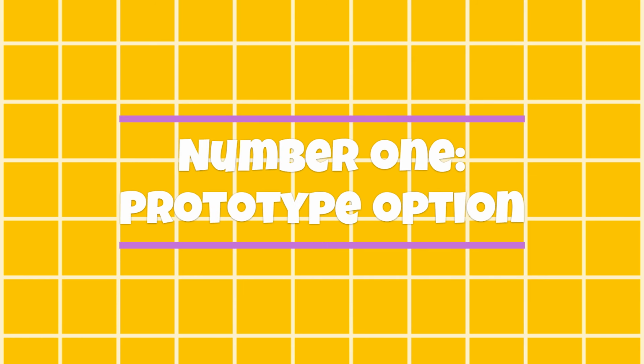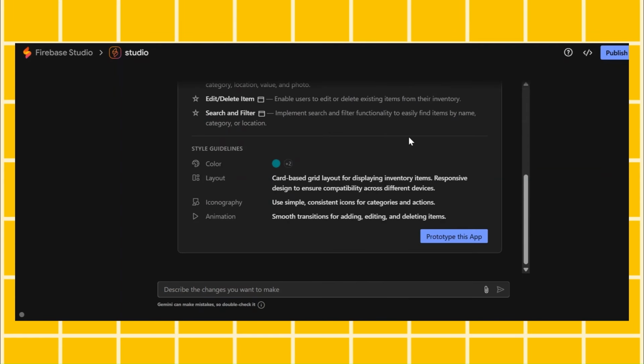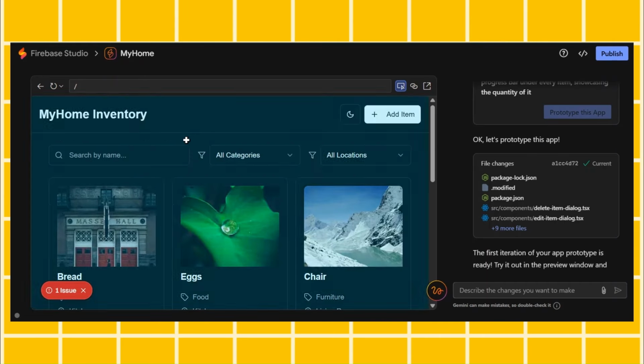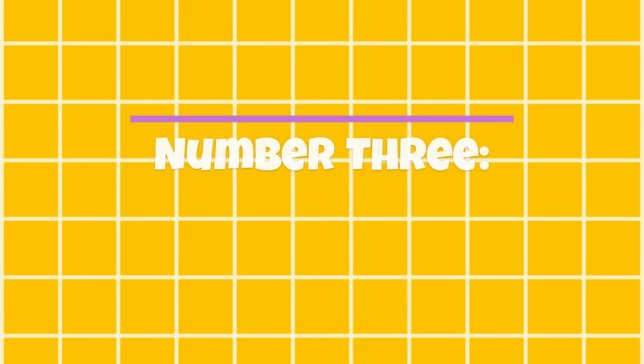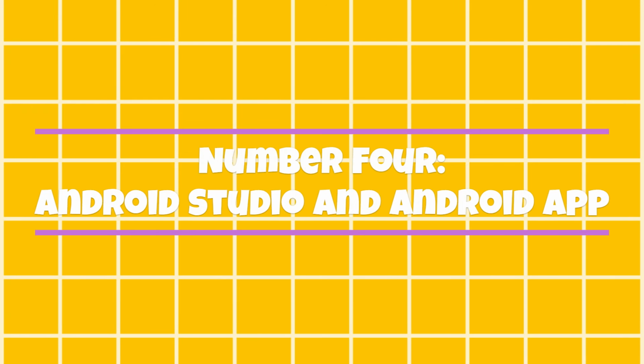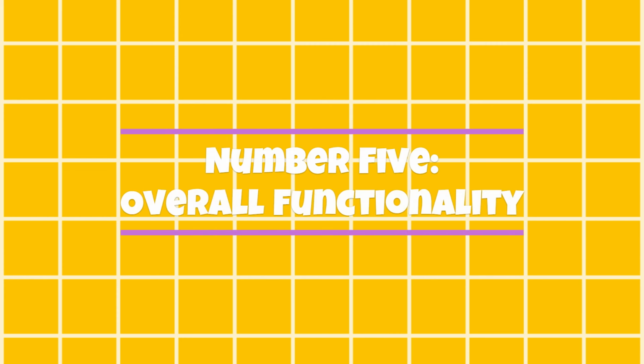Number 1, the prototype option, which makes a prototype of the project from our prompt, and lets us edit, delete and add features to it. Number 2, the selection tool through which we can select a particular element and edit it. Number 3, the annotate option, which converts the drawings into app features. Number 4, inbuilt Android Studio and Android app development. And number 5, the overall functionality.